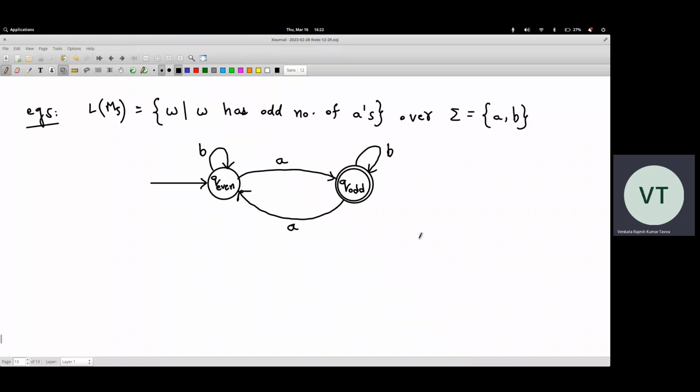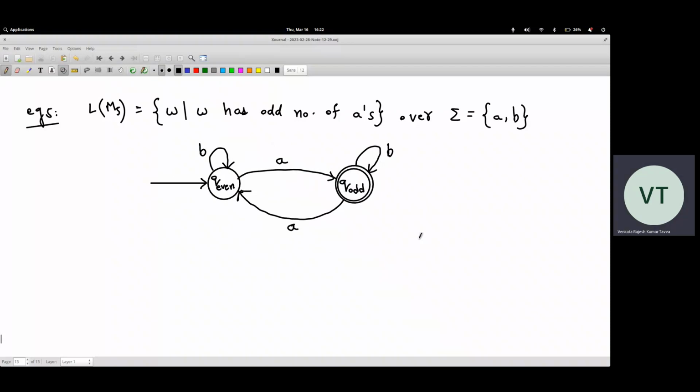So a single A will be accepted, or BA, or BAB, or AB, or ABB, or BABB. With a single A, a million strings can be constructed. All the strings will be accepted similarly with 3 A's, 5 A's, and so on. All right. So here, again, simple.